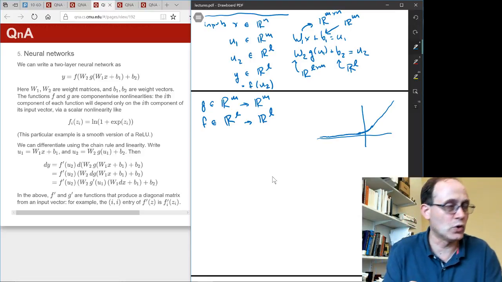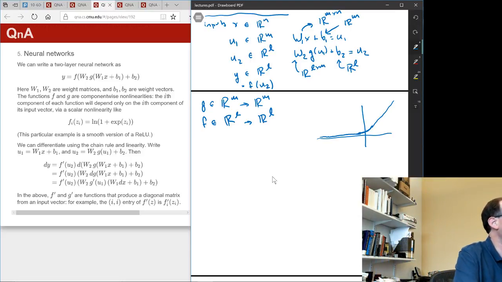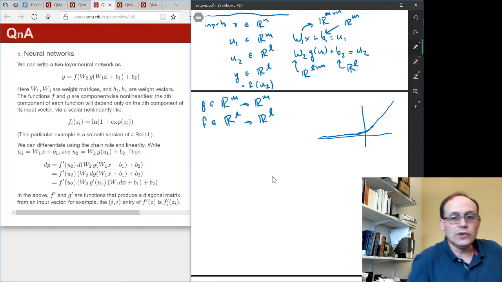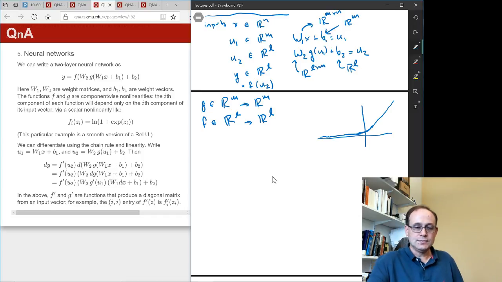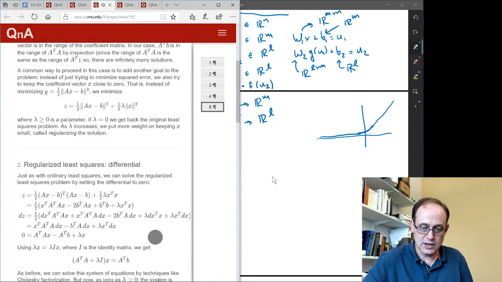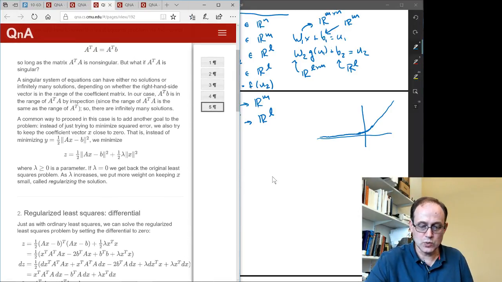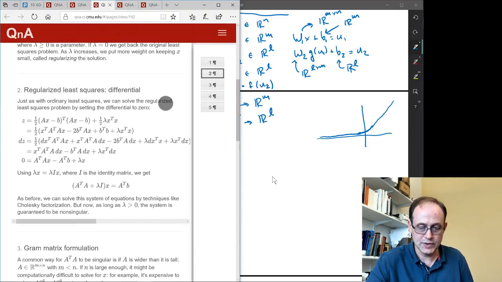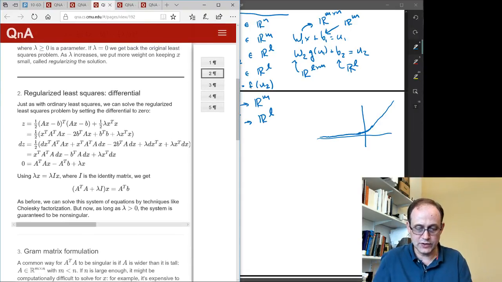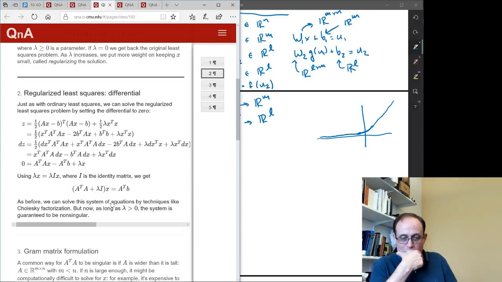But I see there are some more questions here, so let's look at them. Oh, okay. So somebody's asking, back up here in regularized least squares, why is this matrix here non-singular? That's actually somewhat subtle.